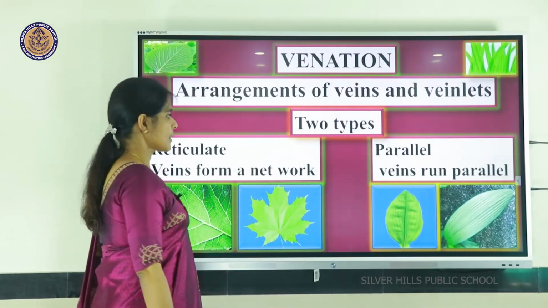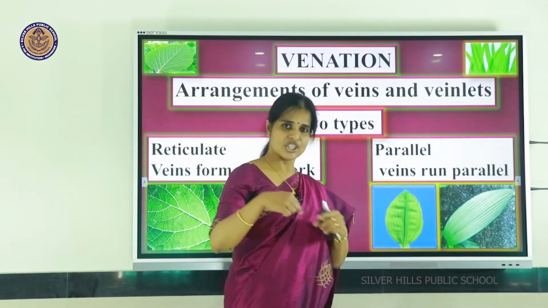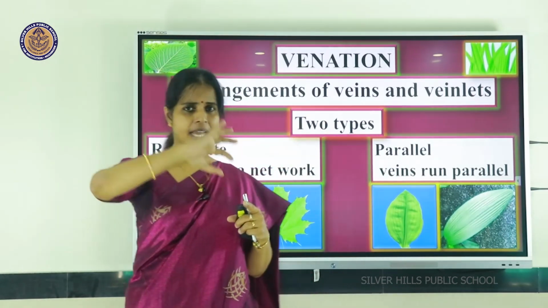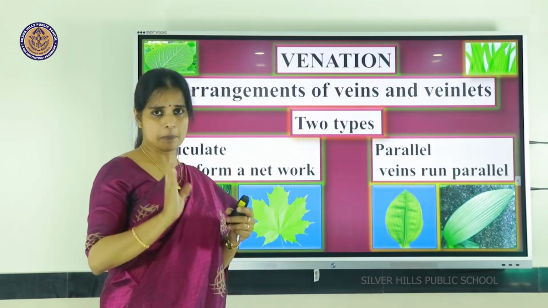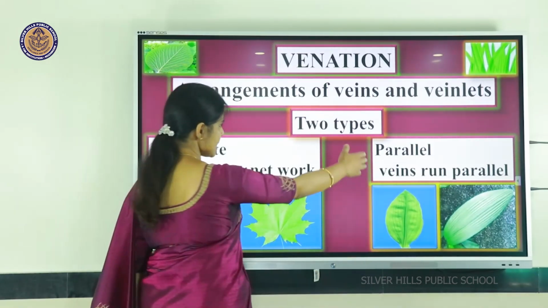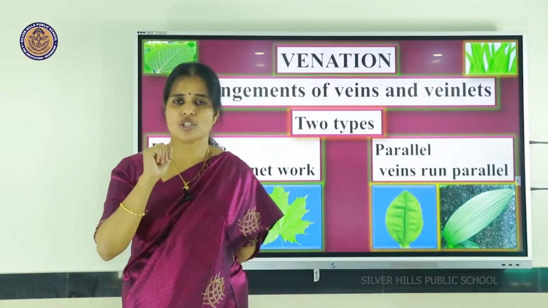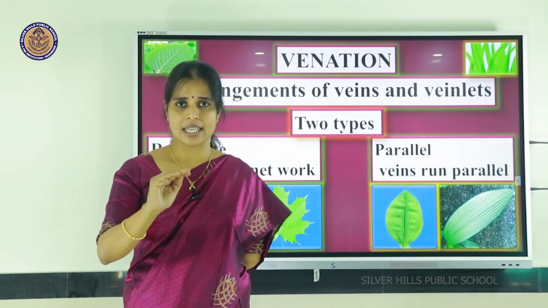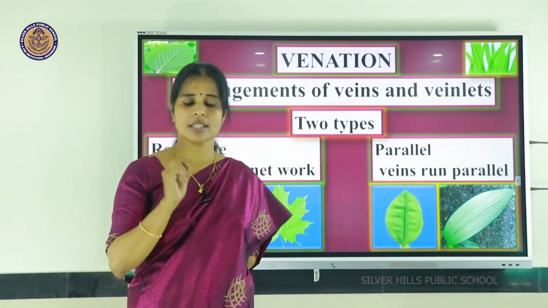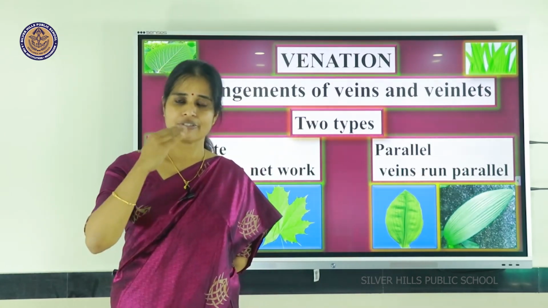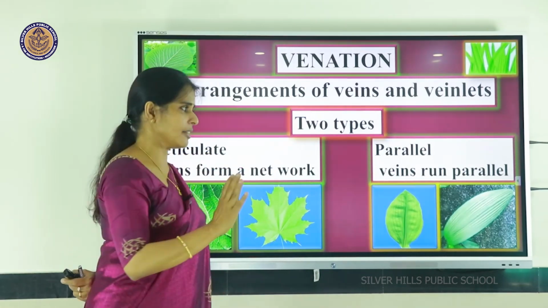In some other plants, all the veins run parallel to each other. All are in straight lines, arranged parallelly. If all the veins are running parallel, such a venation we call parallel venation. So, there are two types of venation based on the arrangement of the veins. If the veins are not arranged in order and form a network structure, this is known as reticulate venation, and if all the veins are arranged parallelly, then that arrangement we call parallel venation.